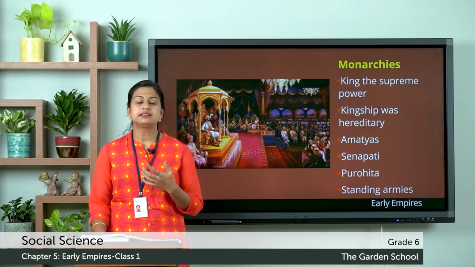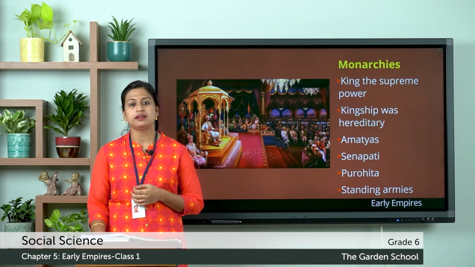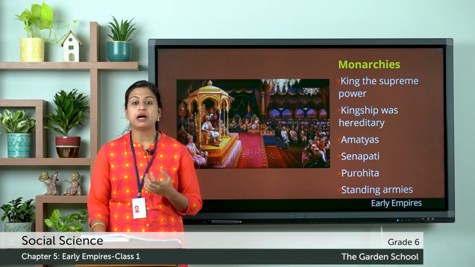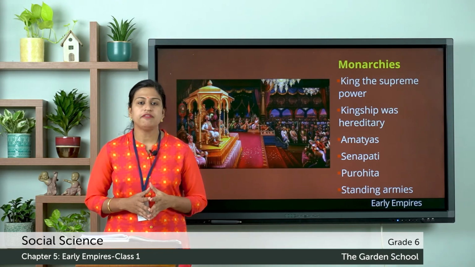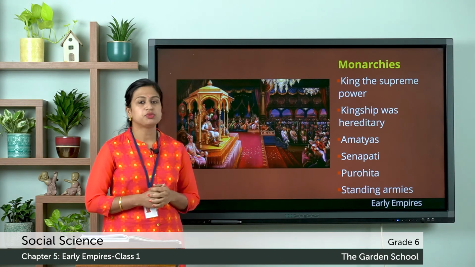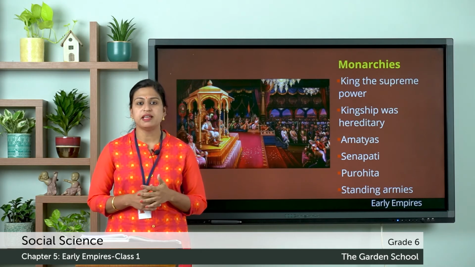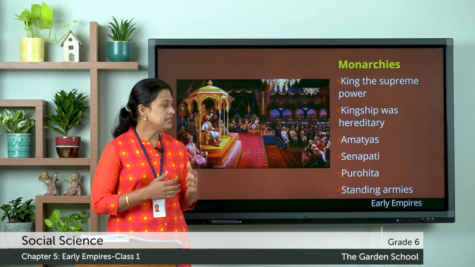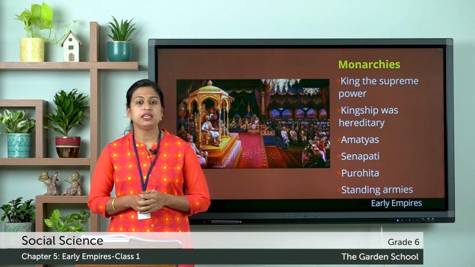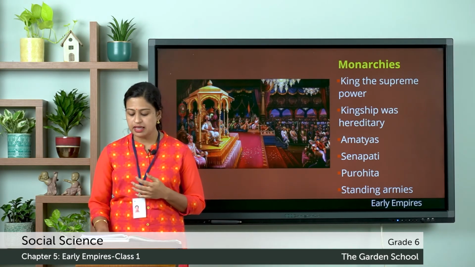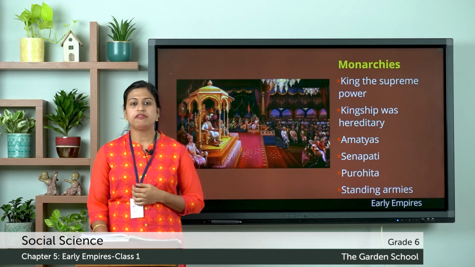And here the soldiers were paid regular salaries by the king throughout the year, and they were paid in punch marked coins, that is the early coins. And you must be thinking from where the king got this much wealth. So here taxes were collected from the farmers, craftsmen, merchants, and these taxes were used as an income to give salaries to the soldiers, for maintaining the army, for maintaining roads and for other welfare activities.